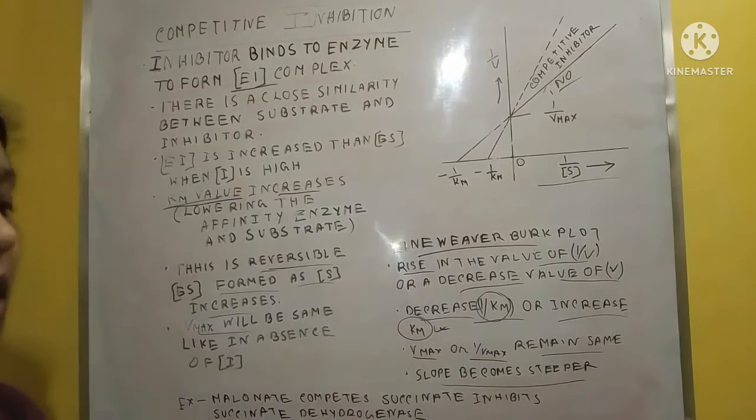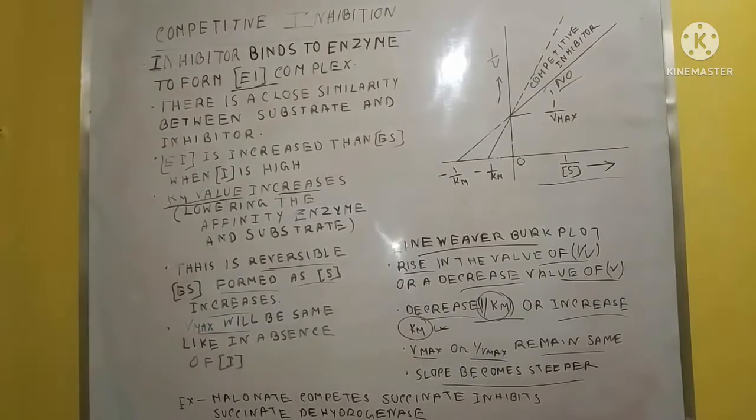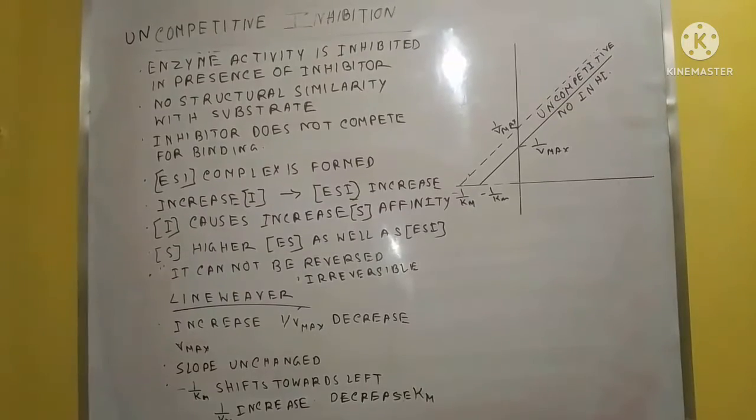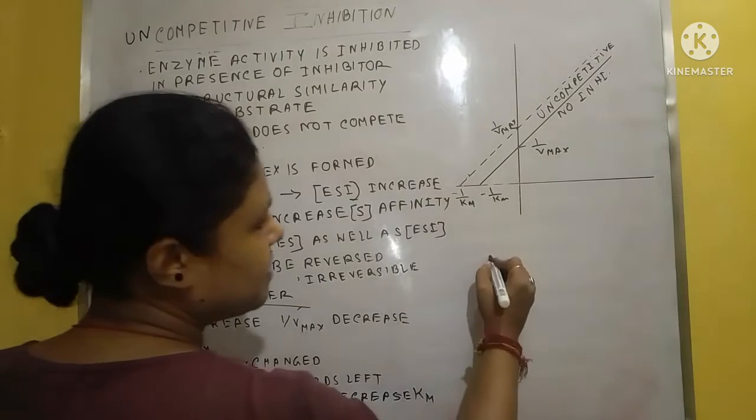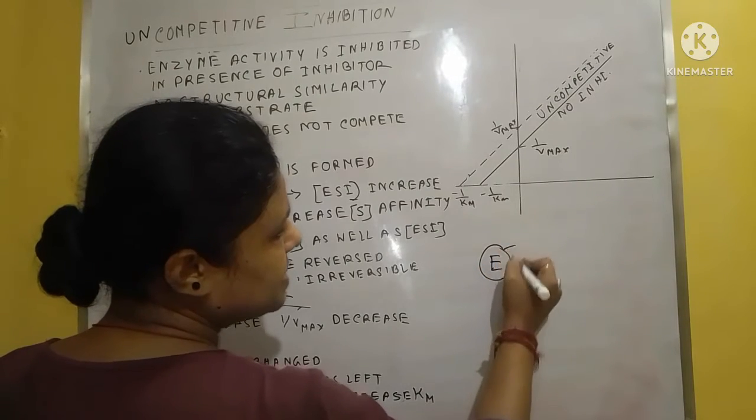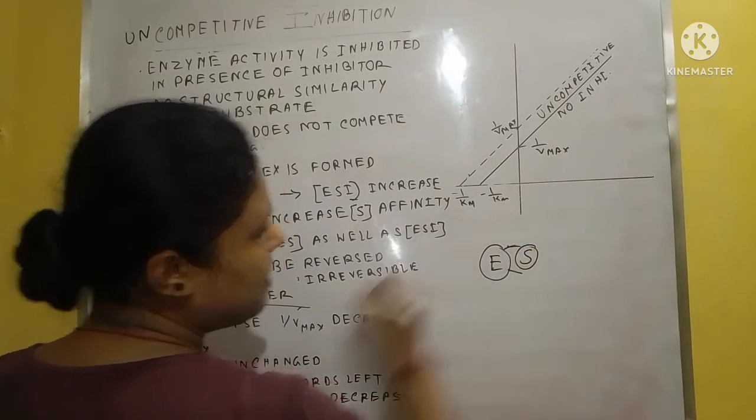Now we learn about the uncompetitive inhibition. Okay, this is the uncompetitive inhibition, which means here we cannot see any competition between the inhibitor and substrate, where both inhibitor and substrate are present in the medium with the enzymes. Here enzyme activity is inhibited, obviously, because E has the active site. Suppose this is E and it has this active site, so that the S binds.